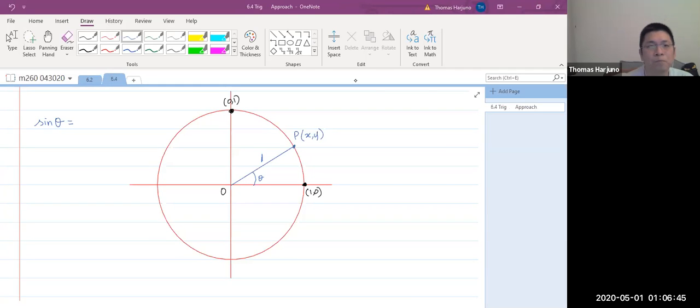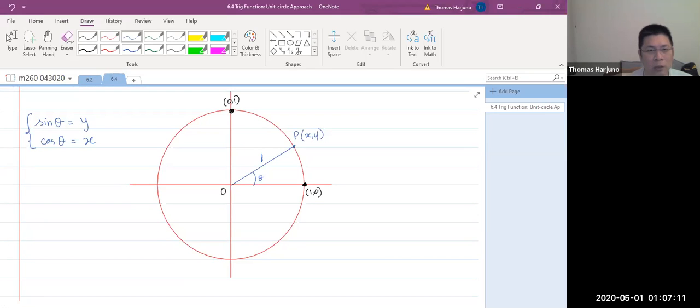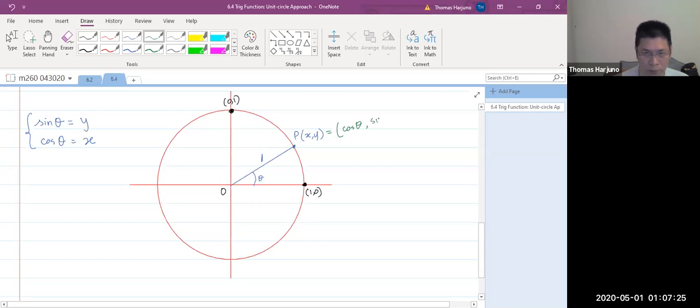What is sine theta? Sine theta will be y over 1, right? Because the radius is 1. So sine theta will be y over 1, or simply y. And cosine theta is x over 1, which is simply x. So if the radius is 1, the x component of this coordinate is the same as cosine theta. The y component will be the same as sine theta.